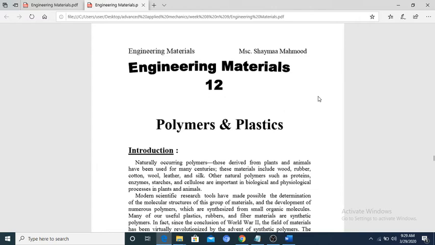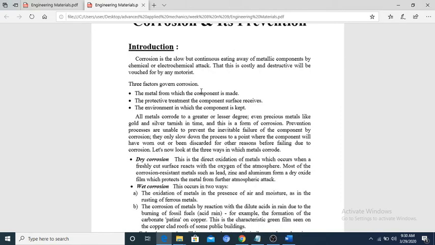So how do you get protected from corrosion? There are three factors that govern corrosion. First, the metal from which the component is made; second, the protective treatment the component surface received; and finally, the environment in which the component is kept. So we have dry corrosion, wet corrosion, and galvanic corrosion. So atmospheric corrosion, we have galvanic corrosion.